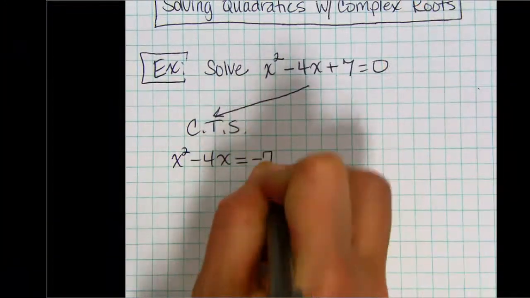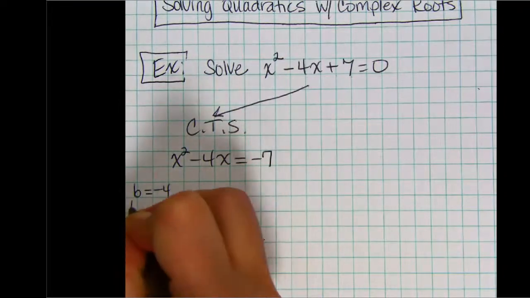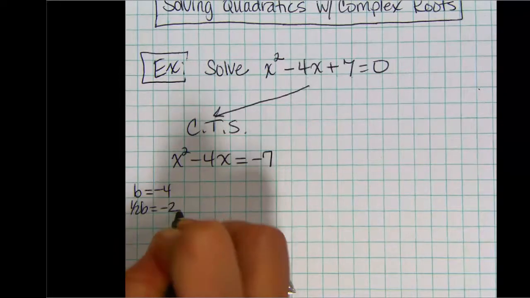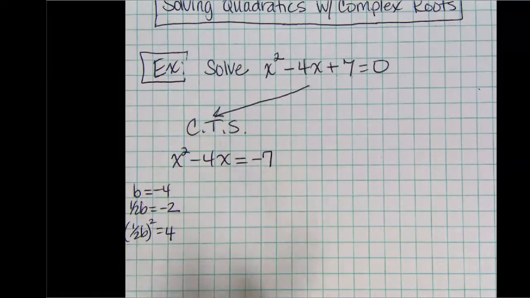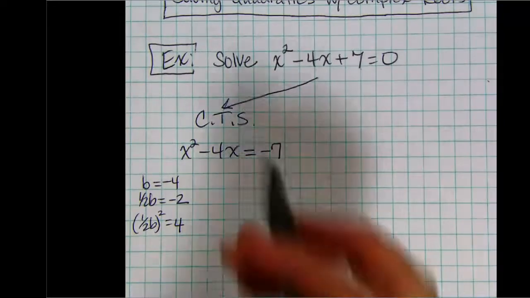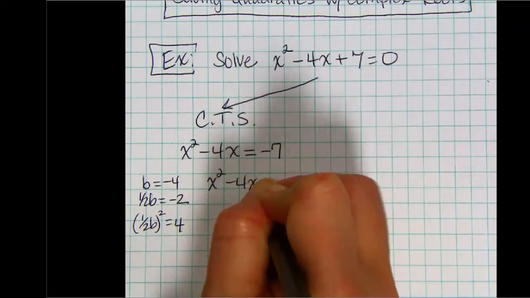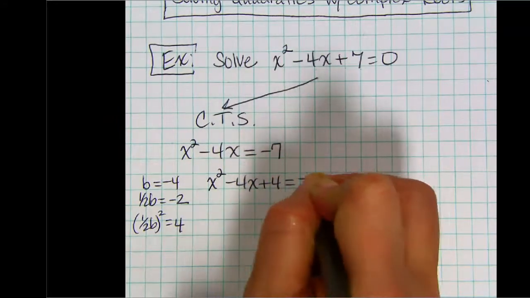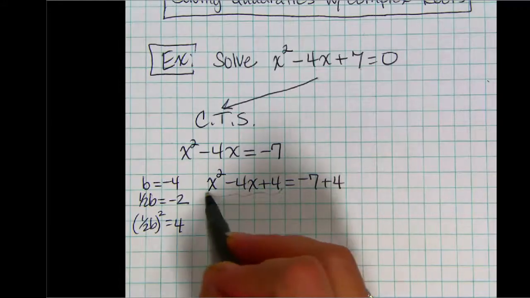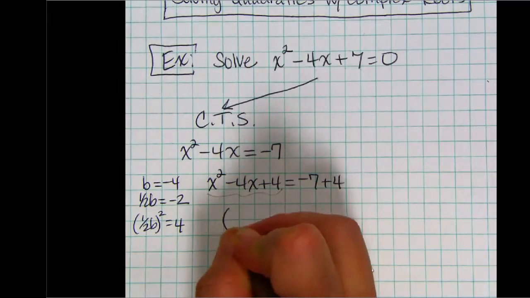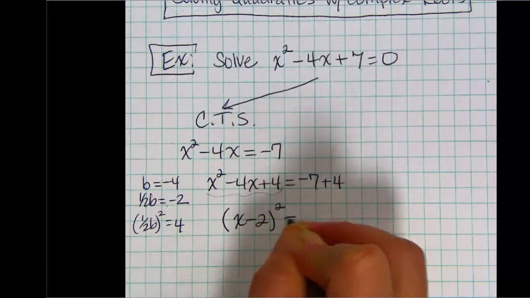I make my b list. b is negative 4. Half of that is negative 2. And when I square half b, I get positive 4. So we add the half b squared term to both sides. x squared minus 4x plus 4 equals negative 7 plus 4. My left side is now a perfect square trinomial. I write it that way, using half b. So x minus 2 all squared is negative 7 plus 4, negative 3.